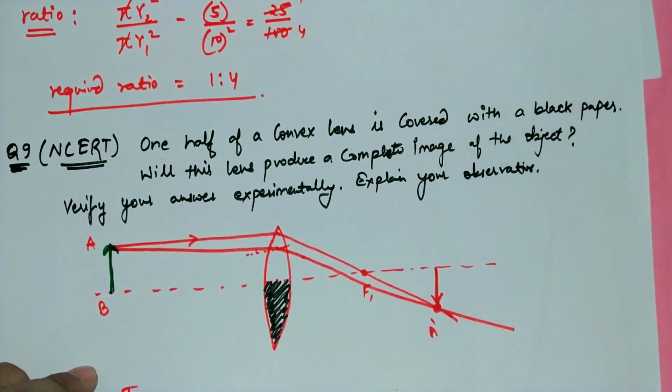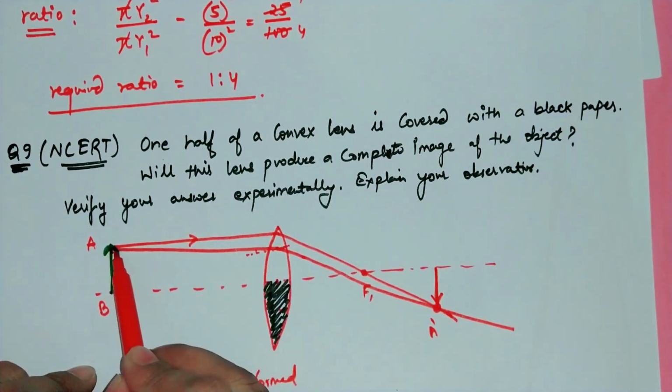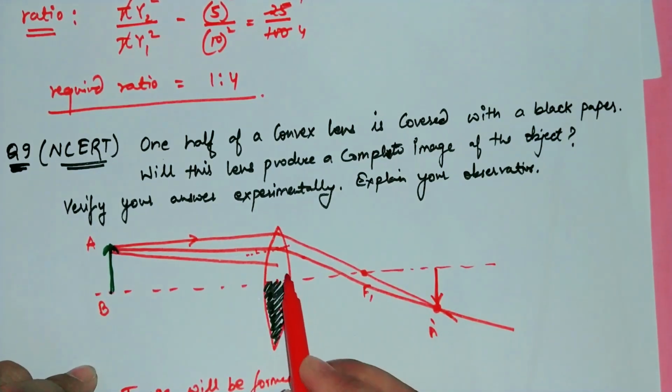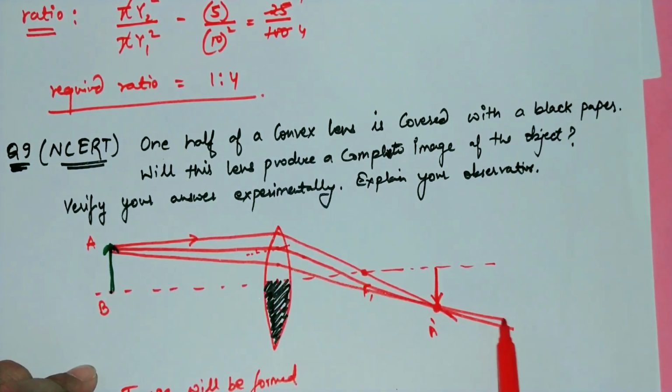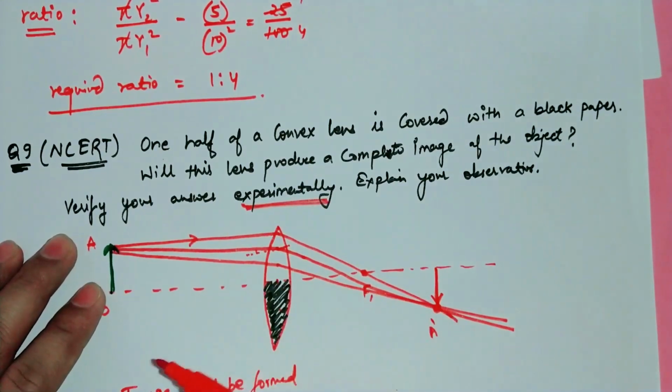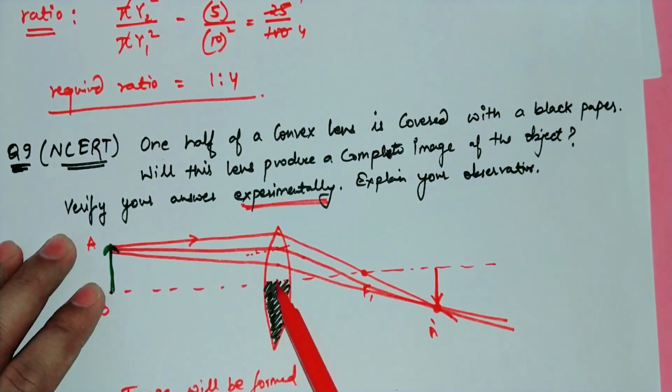So the image will be formed. Similarly, you can pass another ray, and since the angle of incidence is changed, the angle of refraction must change. So again this will pass through the same point. So this is your answer. You can verify your answer experimentally whenever we go in the lab. We can find that if one portion of the lens is covered, the image will still be formed. So this is your answer.